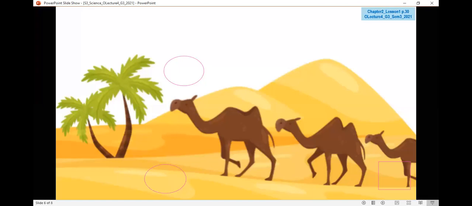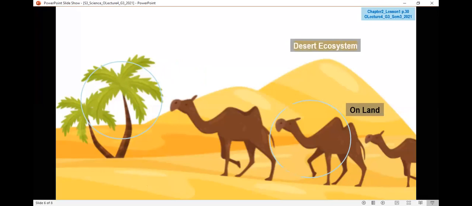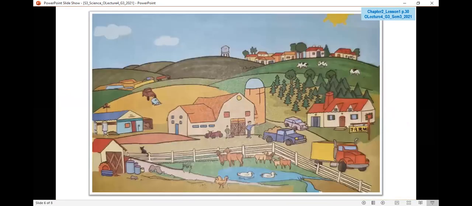A third example of ecosystems is the desert ecosystem. There are camels and palm trees that live there. Camels feed on plants. Bravo, Muhammad. Excellent. This is the desert ecosystem. The desert ecosystem is also a different ecosystem since it has different living things and different non-living things. Camels live in deserts and palm trees also grow in deserts.